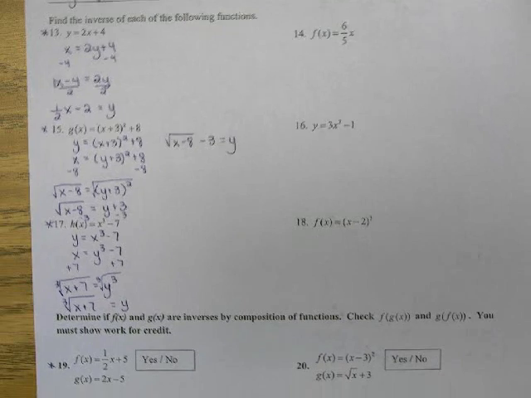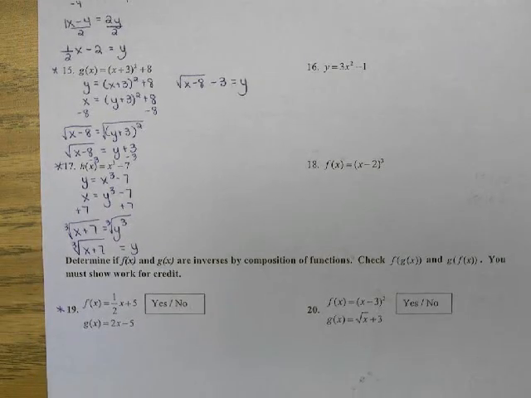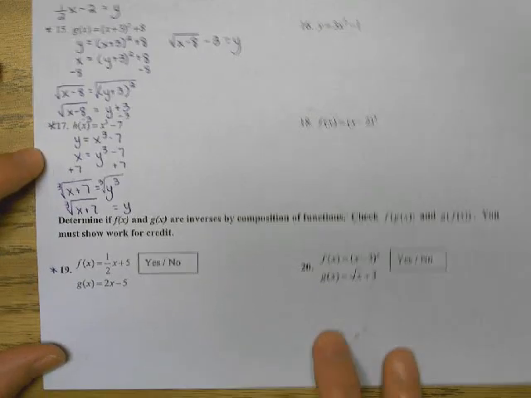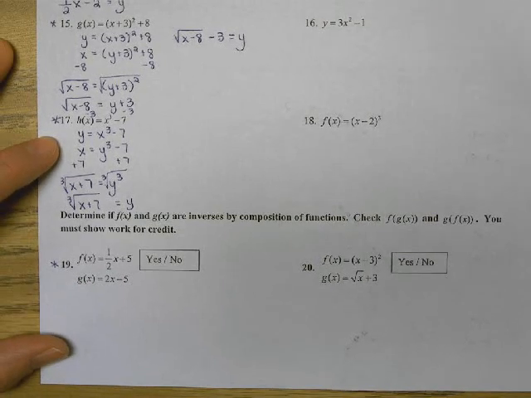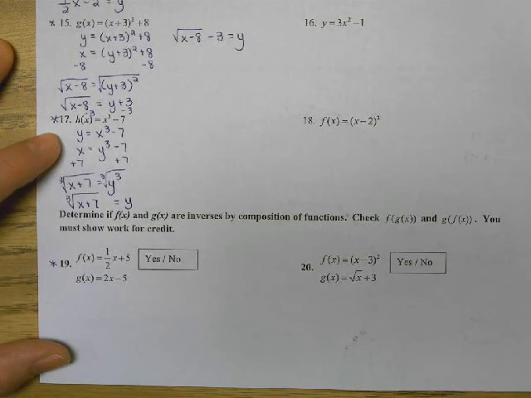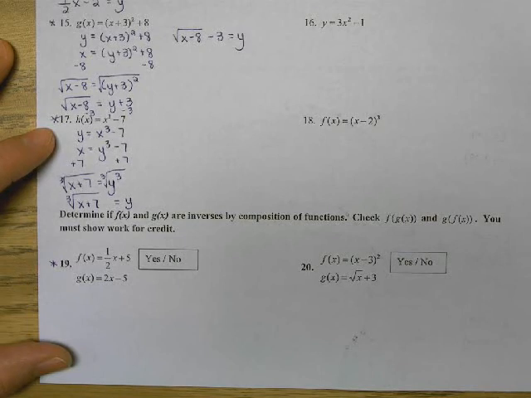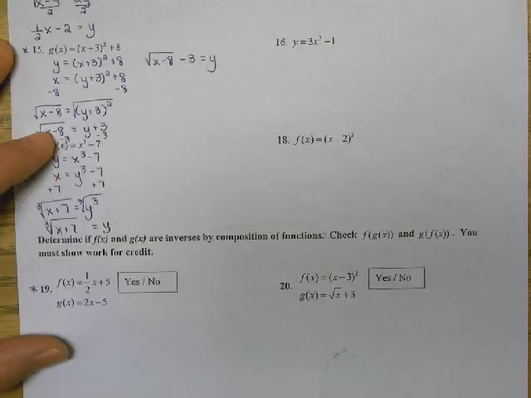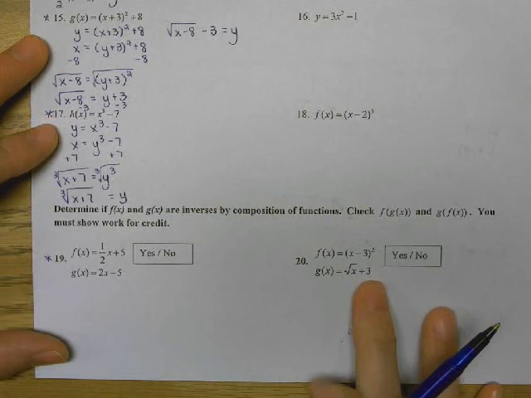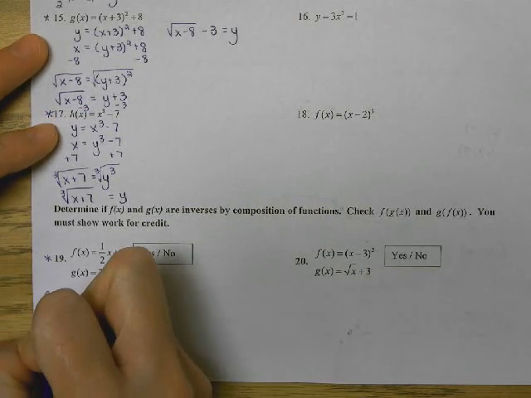14, 16, and 18 are going to be the same. You are switching x and y and solving for y. 19, we are going to use what we learned last unit for composition of functions to determine if two given equations are in fact inverses. Remember that if they are inverses, the composite works in both directions. So f of g of x and g of f of x both equal x. I can't just work one and decide that it's okay.